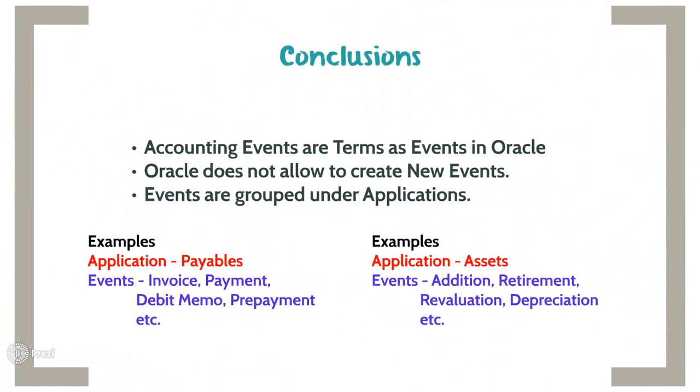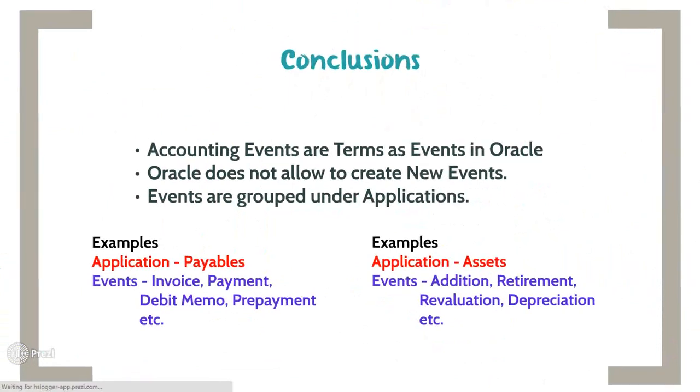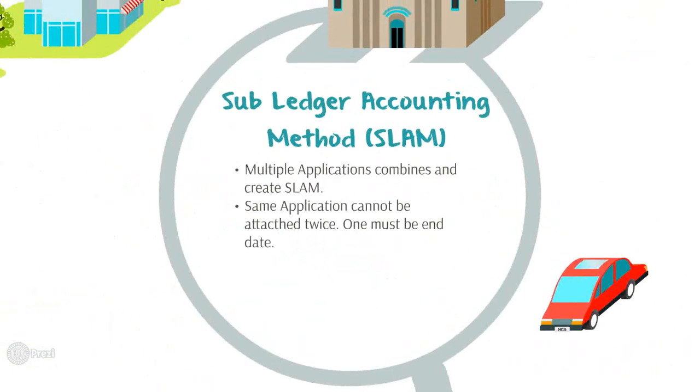So for one application, you can have different definitions. Why? Because I can have anything change at the bottom layer. Means the liability account for one event in one application may be different, for another may be different. And now we move ahead. These applications, receivable, payable, assets, cost management, all combine together and create one subledger accounting method. So all these applications are linked in one subledger accounting method.